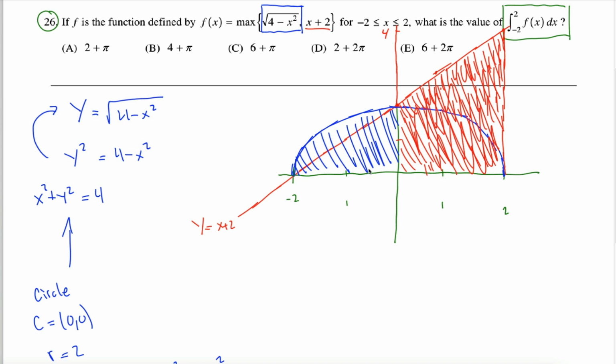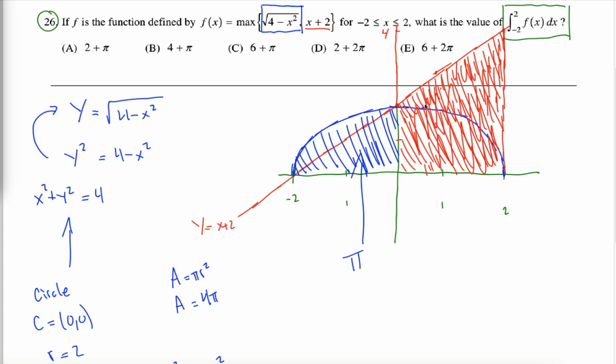What I have here is a quarter of a circle, right? A circle with radius 2. So you know that the area of a circle is pi r squared. So since r is 2, the area of this entire circle would be 4 pi. But I only have a quarter of the circle, so this area right here is just equal to pi.